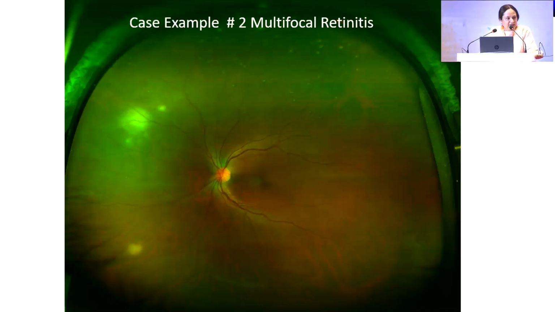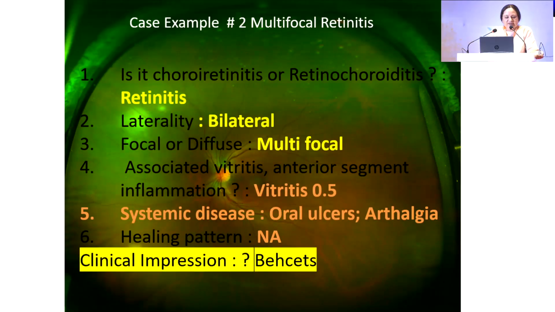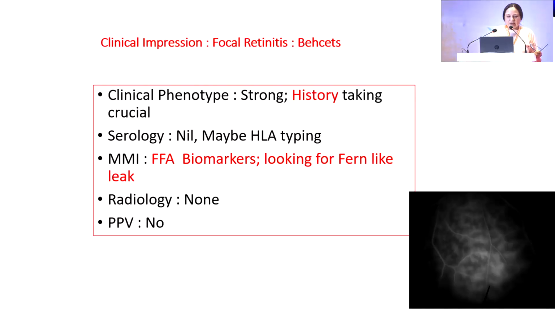The second example which I said, it could be multifocal retinitis. As you see, these lesions appear a bit different than what we saw in toxo, but we do know they are retinitis. So retinitis, bilateral, multifocal, very few vitreous cells, and there is a history of oral ulcers, arthralgia. So this goes into Behçet's. I will not confuse it with toxo. So what do you do?